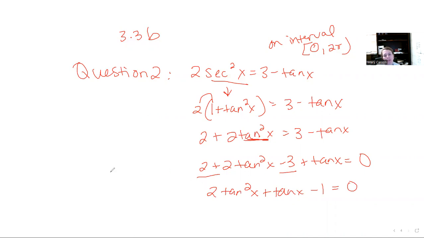And the easiest way to solve this, guys, would be to use u substitution. And so what I'm going to do is let u be equal to the tangent of x. So this becomes 2u squared plus u minus 1 equals 0.